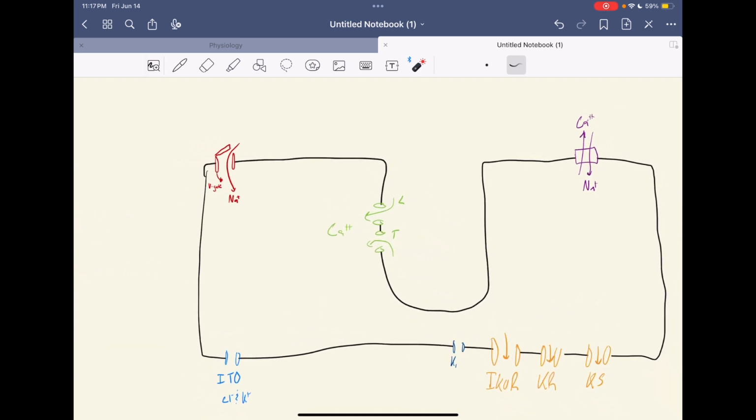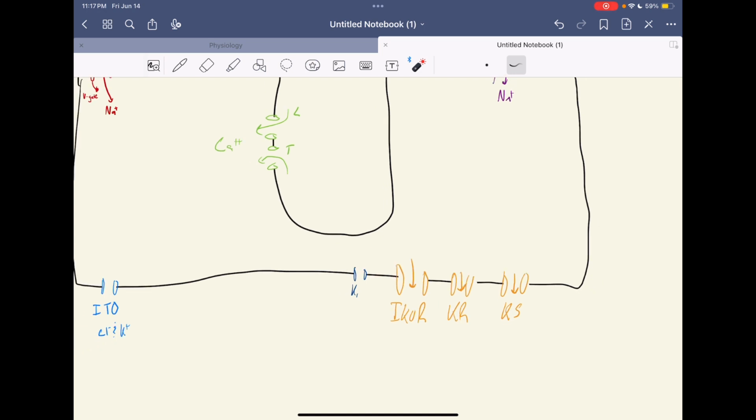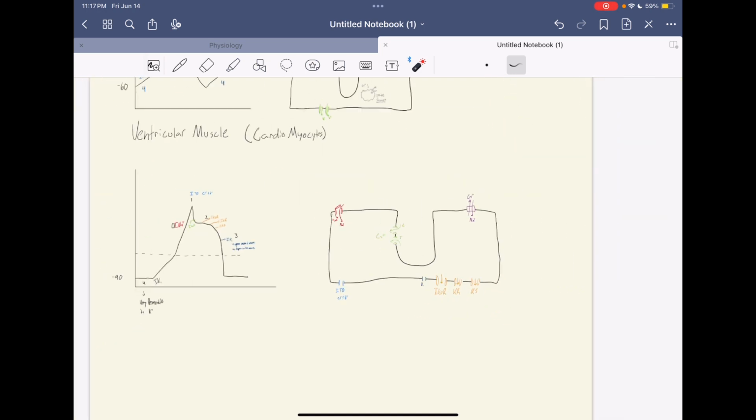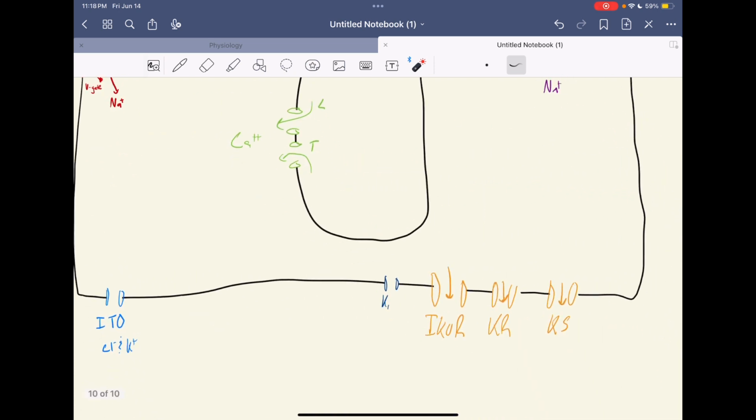It doesn't give quite enough for the contraction to happen, and so these orange channels down here that I have drawn do a few different things. They're all potassium channels, and they all happen in a cascade. They do an ultra rapid, a rapid, and a slow movement. But what they do is pull potassium out of the cell so that more calcium can enter faster.